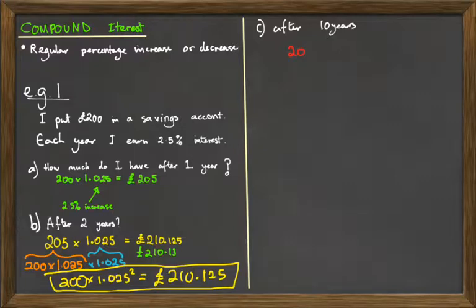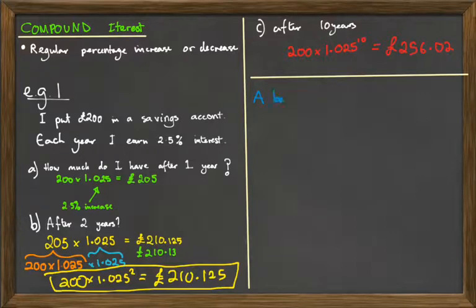So, looking at 10 years then, hopefully you can see that the calculation will be simple. It's going to be 200 times 1.025 to the power of 10. When you do this in your calculator, you get £256 and 2 pence to the nearest pence.